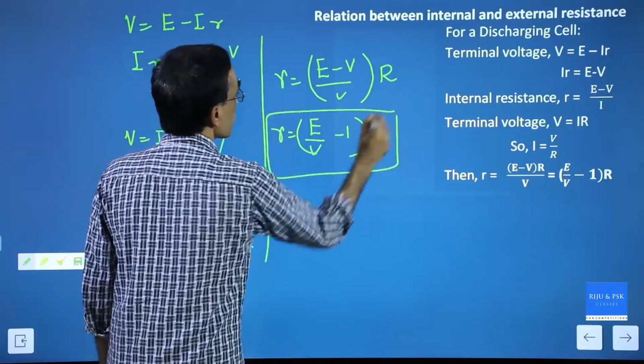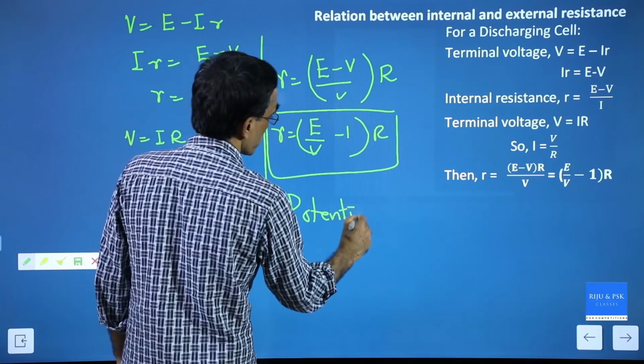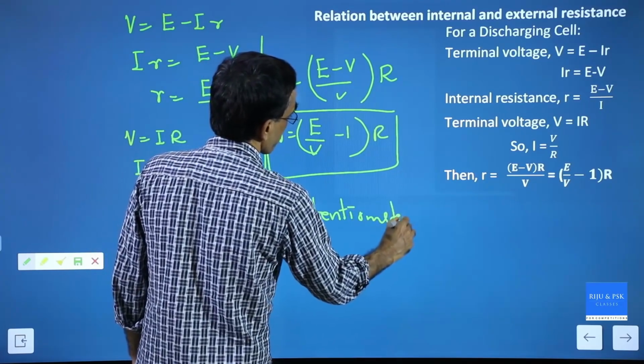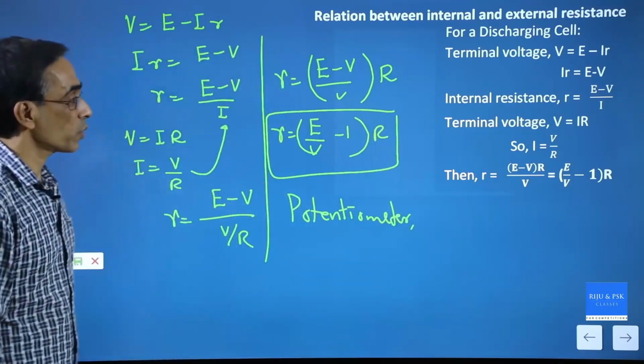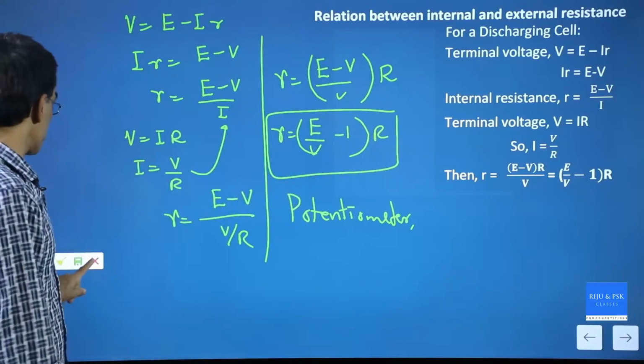This is the relation that you need for the potentiometer experiment, which we will study at the end of this lesson. So this is a very important derivation, and a very important relation too.